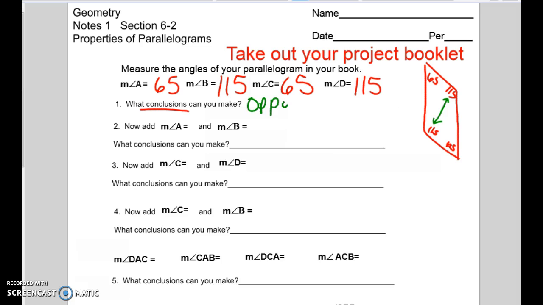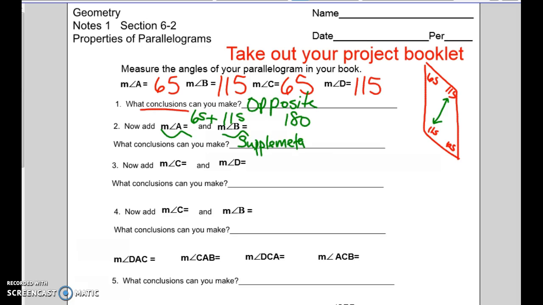So remind me, would that work for a square as well? In a square, would my opposite angle still be congruent? Yes, absolutely. Okay? And then we asked to add angle A and angle B together. So what's 65 and 115? 180. What is that called?